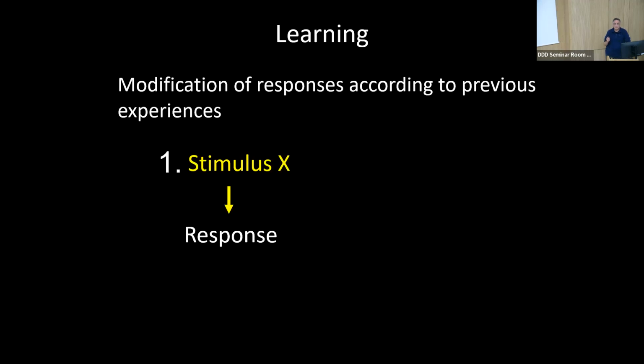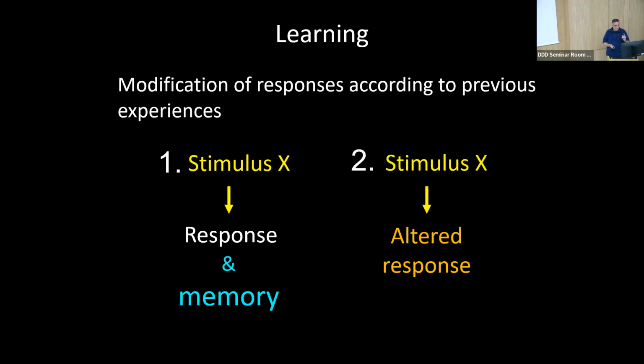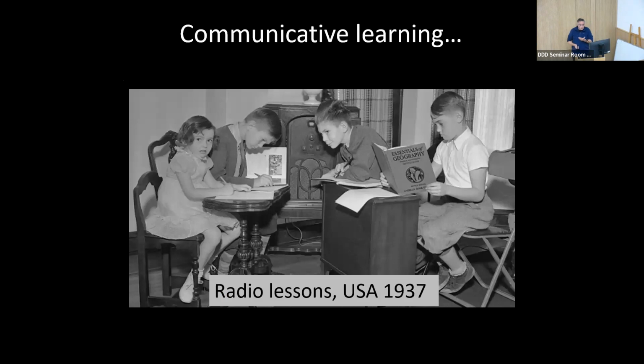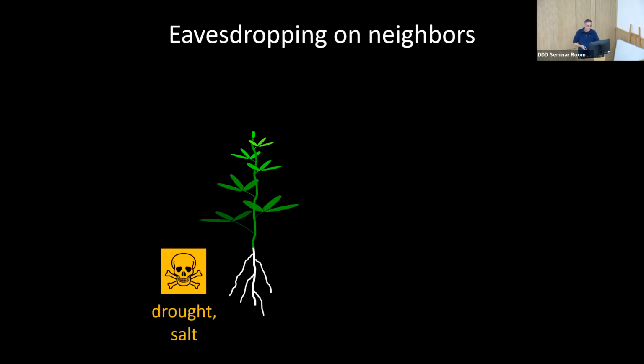We talk about a scenario in which we have a stimulus, and then we have some response. This is the first stage, and then they memorize the response and the stimulus. The second time there is the same stimulus, there is an altered response. This is the schematic learning, and we are used to such schemes. In this case, you see children learning remotely in the 30s of the 20th century. You can guess why. This is not COVID. I leave it to you to think about.